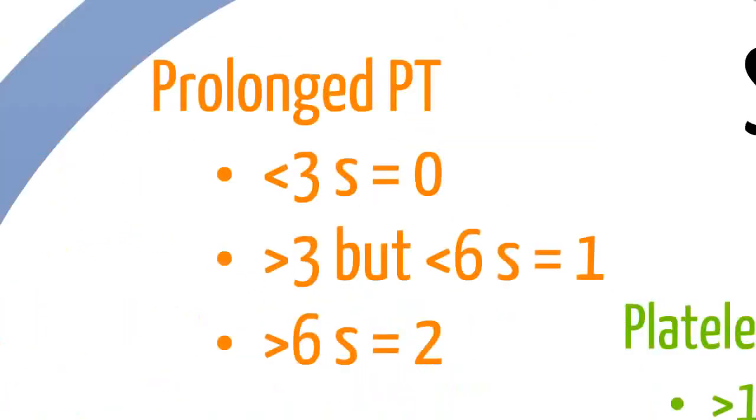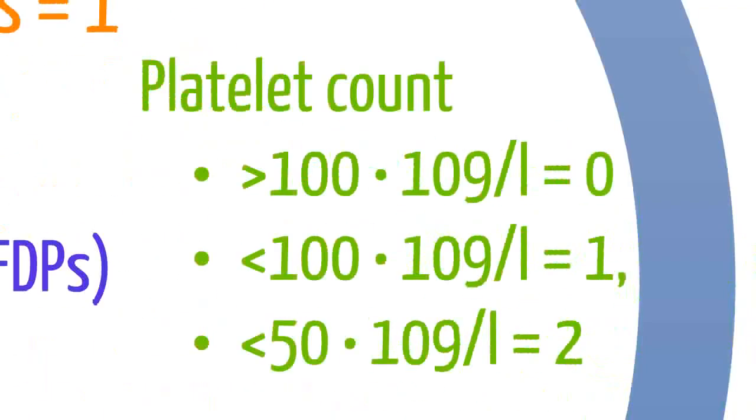So for your PT, if your PT is less than 3 seconds, you get 0 points. Greater than 3 but less than 6 seconds, you get 1 point. And then greater than or equal to 6 seconds, you get 2 points. Now let's move to the platelet count. So for patients who have a platelet of greater than 100,000, you get 0 points. For patients who have platelets between 50 to less than or equal to 100,000, you get 1 point. And less than 50,000, you get 2 points.